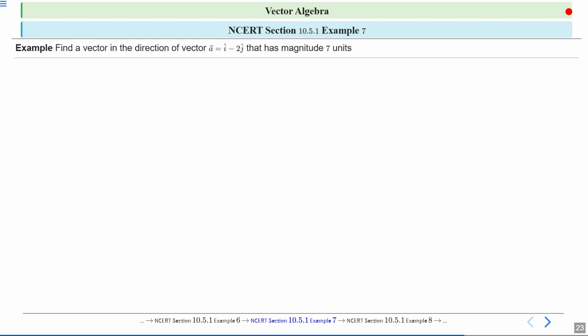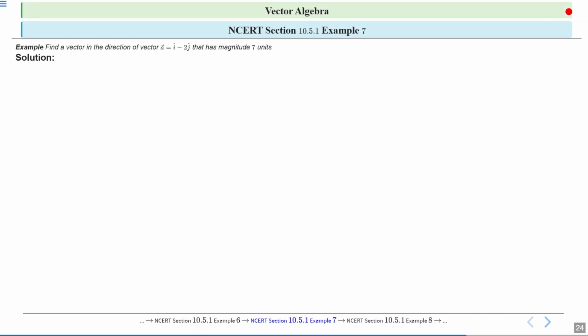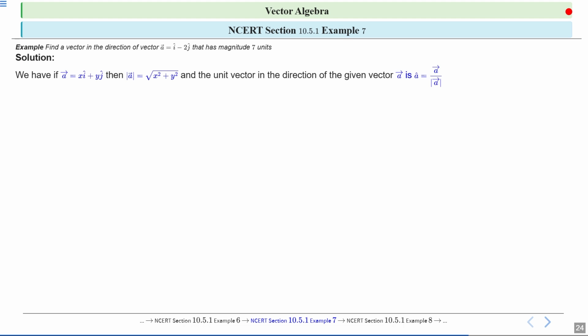We have to find a vector in the direction of a vector, which is given as i cap minus 2 j cap, and has magnitude 7 units. Let's see how we can solve this. We have a vector equal to x i cap plus y j cap, and the magnitude of a vector will be root over x square plus y square. The unit vector in the direction of the given vector a vector is a cap, which is equal to a vector upon magnitude of a vector. Given that a vector is equal to i cap minus 2 j cap, the magnitude of a vector is root over 1 plus 4, which is root 5.